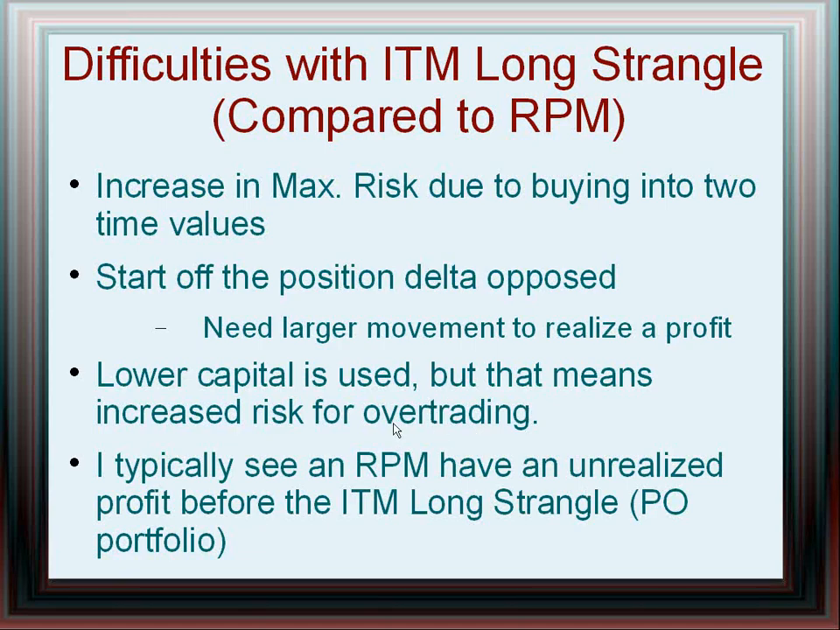Lower capital is used, but that means you still have the risk of overtrading. And I have two articles on this, by the way. There's two white papers we've done comparing an in-the-money long strangle to the married put position. What we've seen in a regular market, when the stock moves up maybe 5, maybe 6% in the first 30 days, the RPM, the married put position, will have a gain of 3.5%, and the in-the-money long strangle is still losing. So in normal market conditions, if you're not trading a stock that has wild swings, the RPM will outperform that in-the-money long strangle.